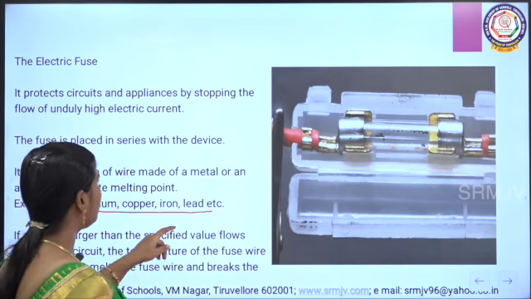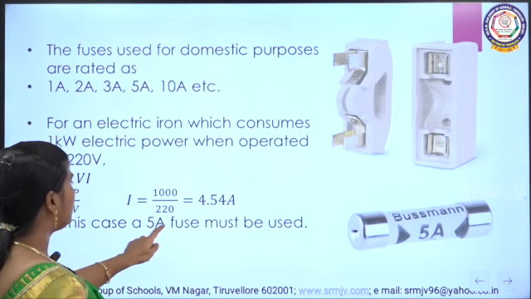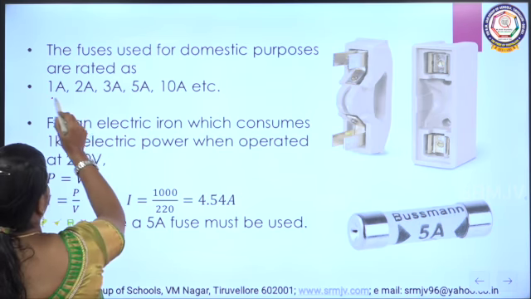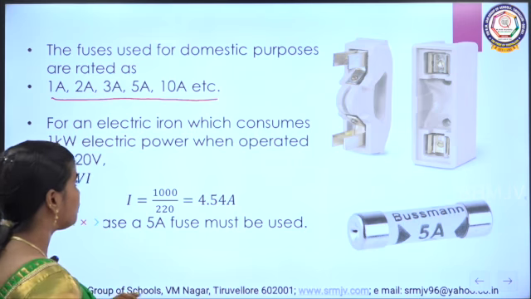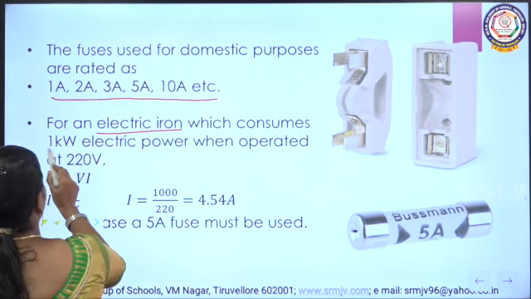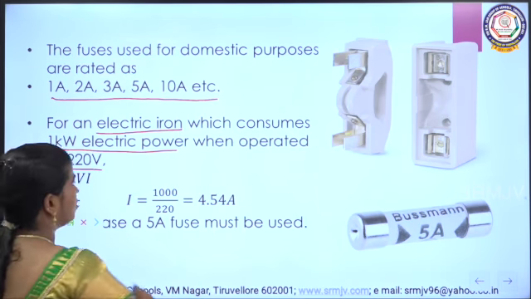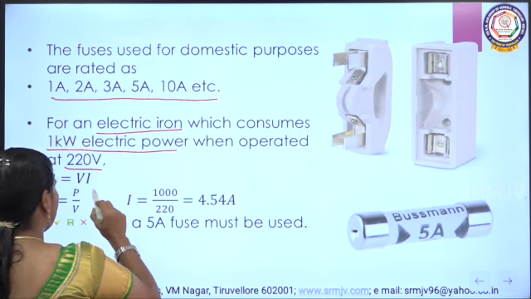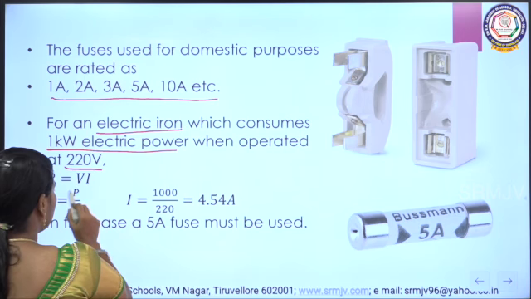Okay. And we have so many ratings for fuse. Usually in domestic use we have 1 ampere, 2 ampere, 3 ampere, 5 ampere and 10 ampere according to our usage. Okay. So, for example, if an electric iron consumes 1 kilowatt of electric power when operated at 220 volt, okay, what type of fuse do we have to use? We need to calculate the I. P is equal to VI, I is equal to P by V.